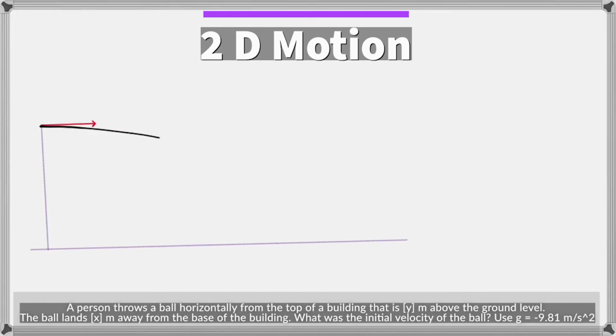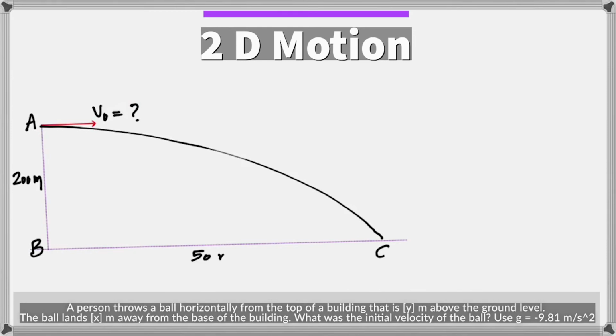So that's the diagram. It's projected horizontally from A, and it hits the point C. So it does have a velocity, but that's along the x-axis, which is what we have to find ultimately. Right, we have to find that. And let the height from where it's dropped be 200 meters, and let's assume that it falls 50 meters away. So those two are given.